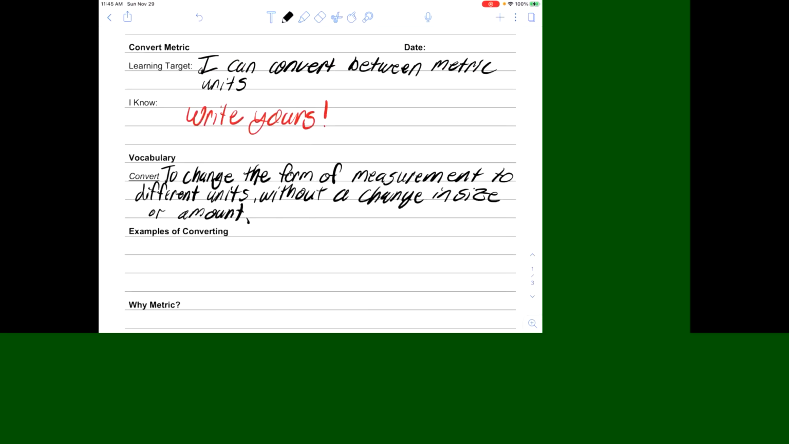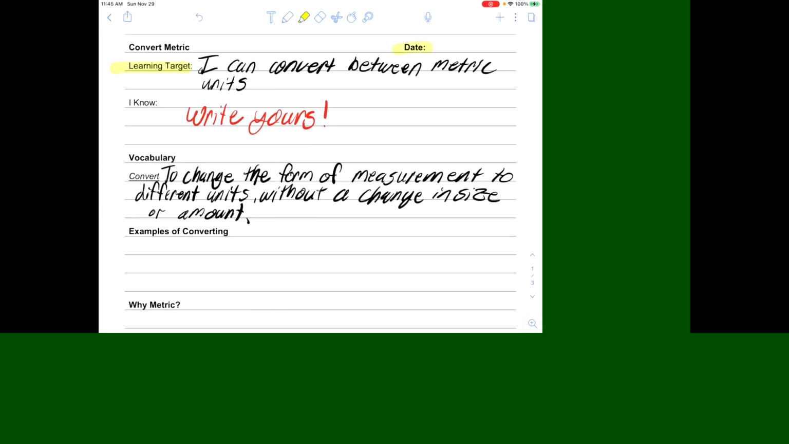Today's video is about converting metrics. So in our last video, we talked about what the different metric units are, about how big they are, how we can use them to measure things. And today we're going to learn how to convert between metric units. So our learning target today is I can convert between metric units.